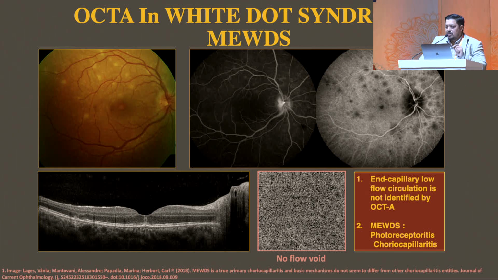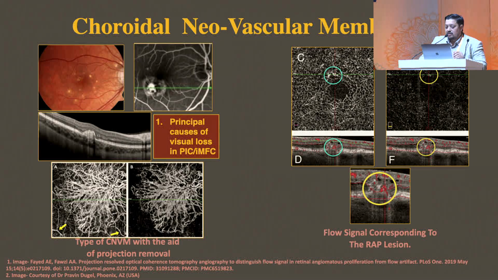OCT angiography cannot detect blood flow in smaller capillaries. So although there is choriocapillaritis present in multiple evanescent white dot syndrome, there are no flow void areas on OCT angiography. It helps you differentiate between these white dot syndromes. As we are aware, in multifocal choroiditis, one third of patients are associated with a CNVM complex. Again, if you see these whitish lesions, you do an OCT and OCT angio, and in one of the few lesions you see a CNVM complex, which is very well delineated by OCT angiography, probably you're looking at a patient of multifocal choroiditis.